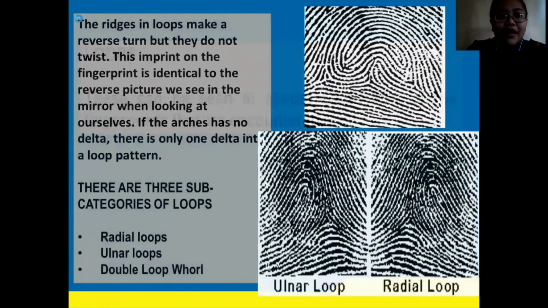Okay. The ridges in loops make a reverse turn but they do not twist. This imprint on the fingerprint is identical to the reverse picture we see in the mirror when looking at ourselves. If the arches have no delta, there is only one delta in a loop pattern. So this is the loop pattern.